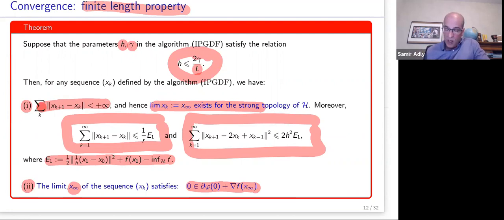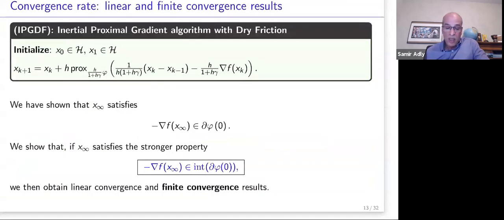Okay. So now we switch to the interior. What happens if we have this condition, which is the same as the continuous dynamic? Do we have finite convergence of the sequence? It means that the sequence will stop at certain iterations.